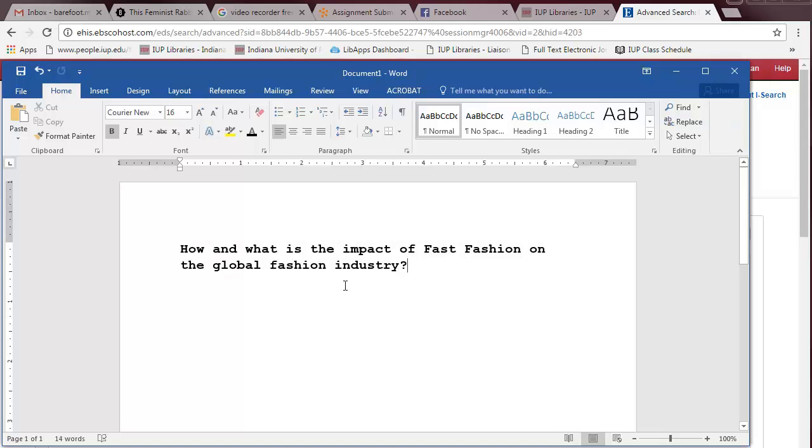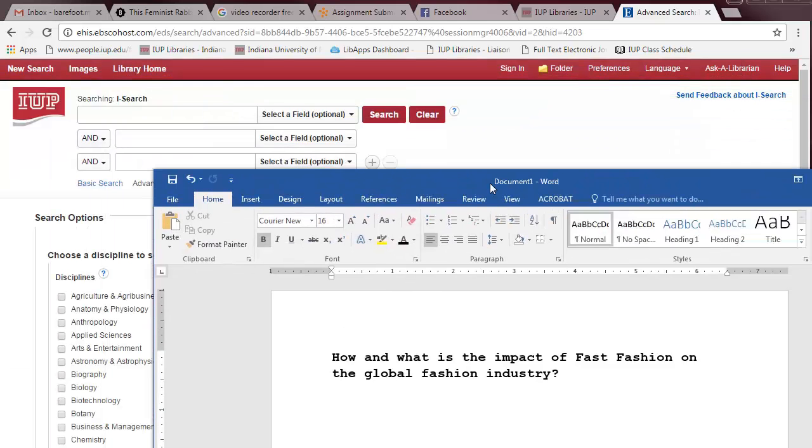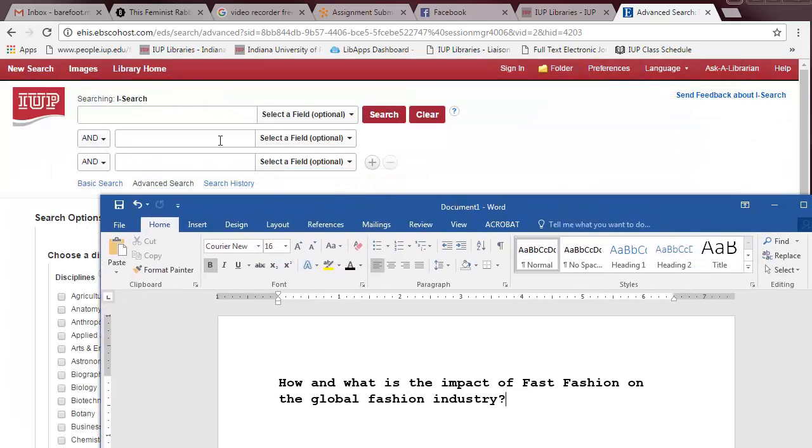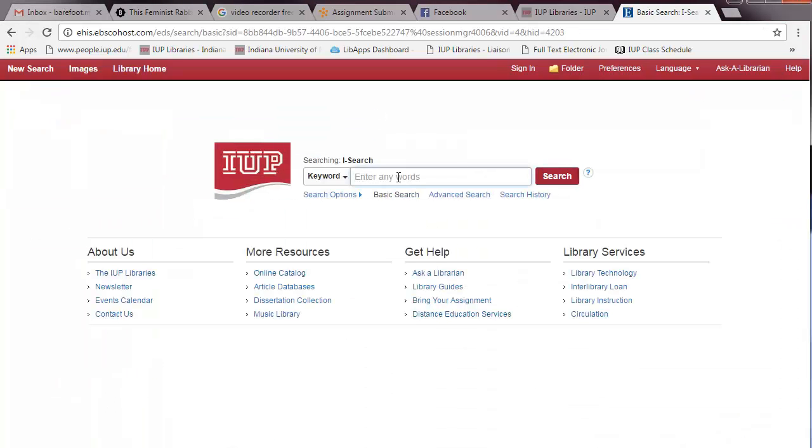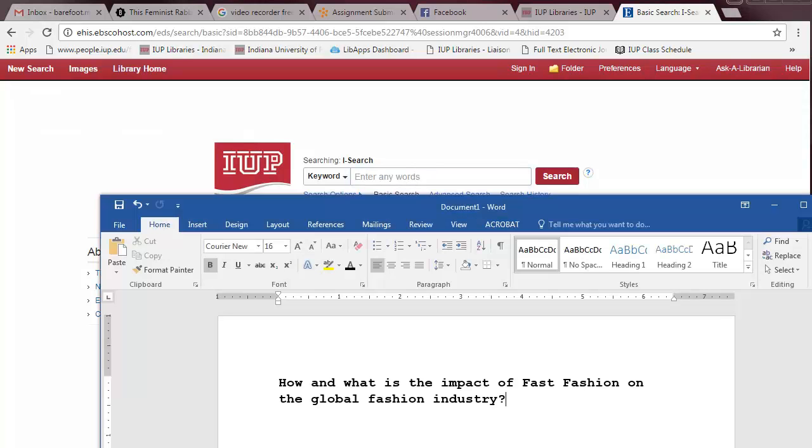So this is an example from one of my previous classes: how and what is the impact of fast fashion on the global fashion industry. Now, if we were to turn this into a search statement, what I'm referring to is what you type into these search bars, or if you're in the basic search, into just one search bar in any of the databases. So let's start off. This is how you would build one of these. Let's start off just with the term fast fashion.